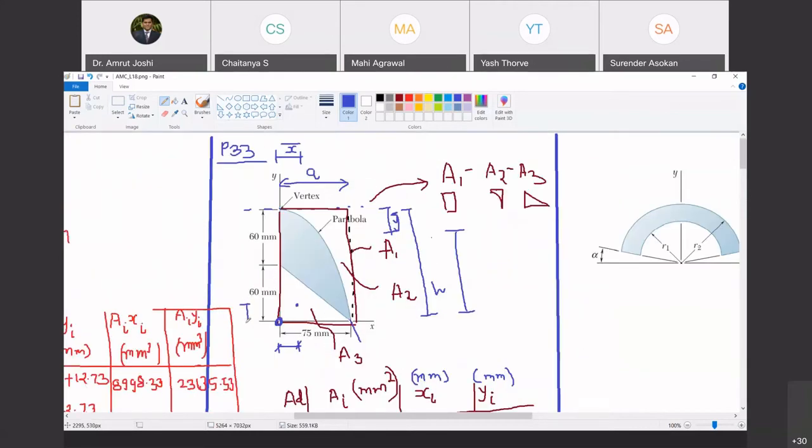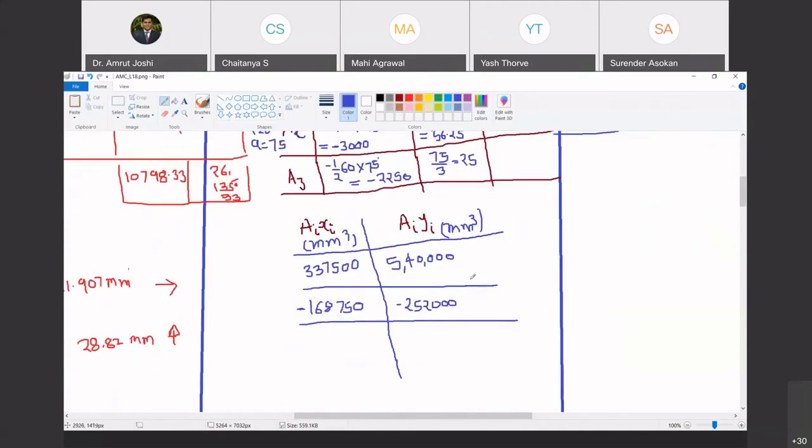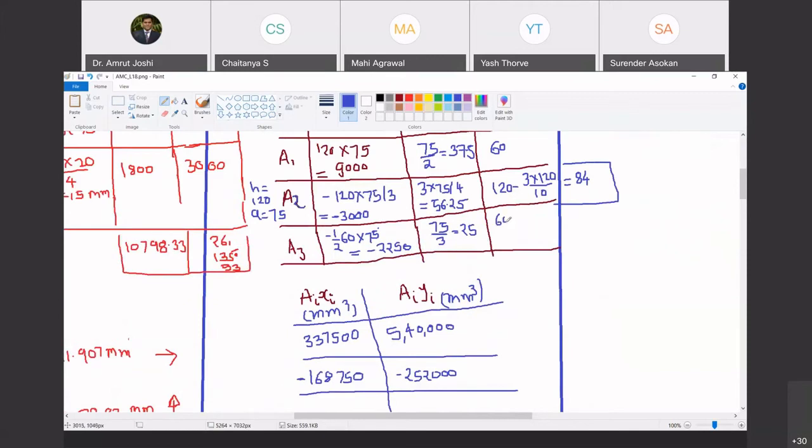And what is y bar? Y bar is this distance, that is 60 by 3. Do you agree with me? Yes, sir. So 60 by 3 is how much? 20. So 60 by 3, that is 20.